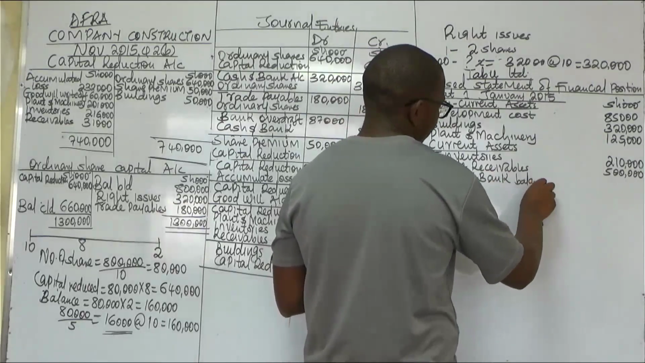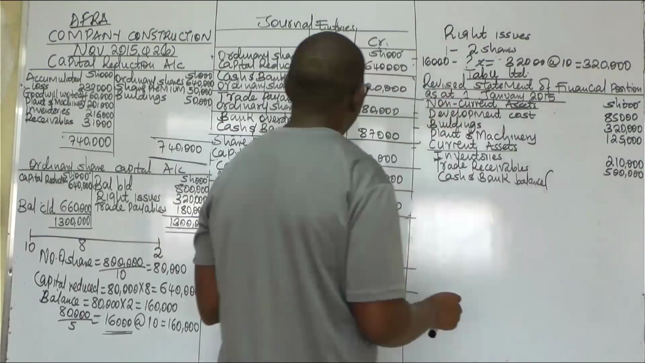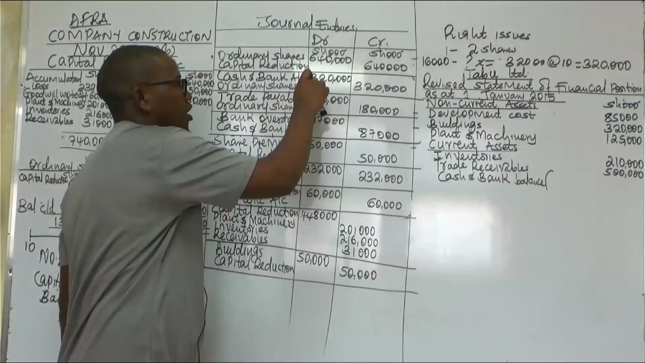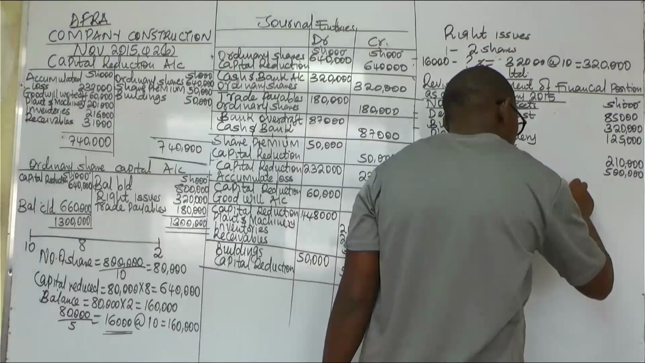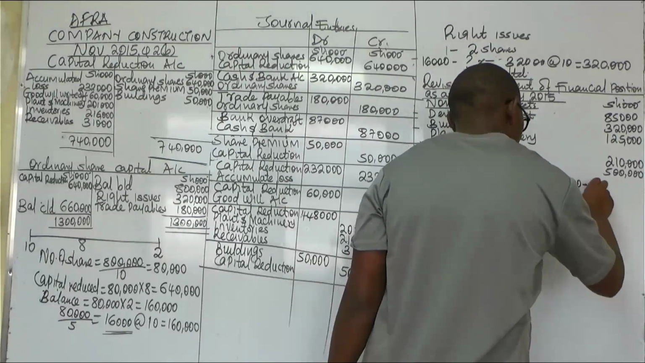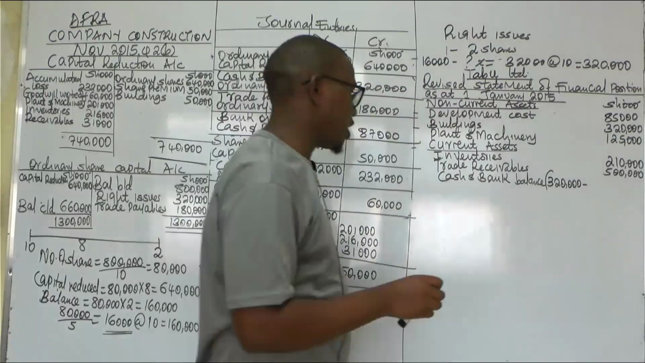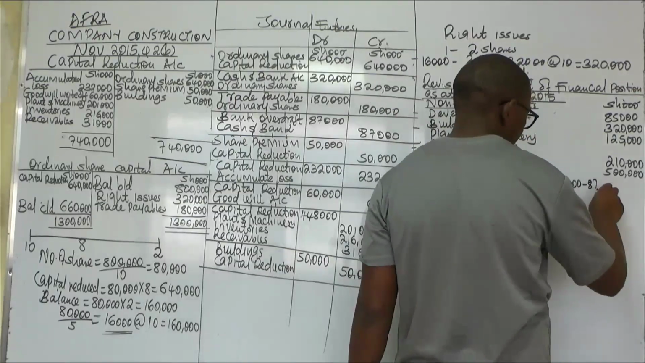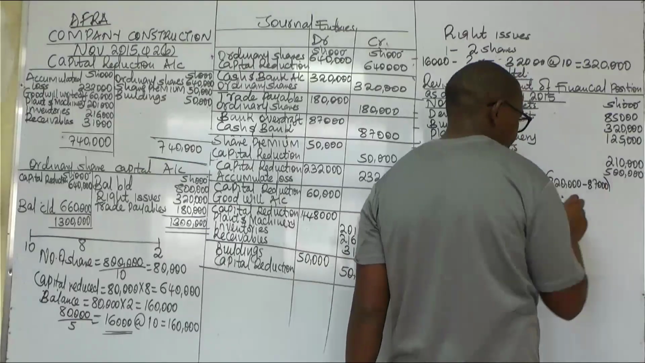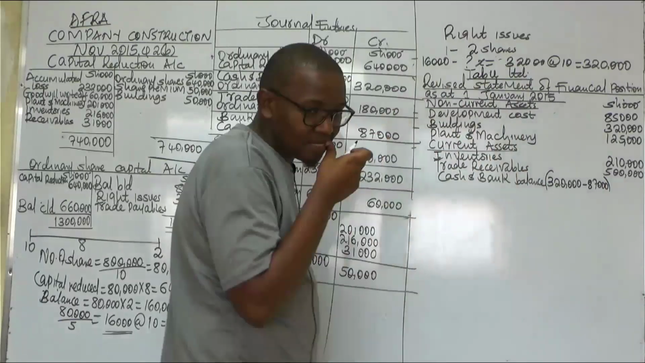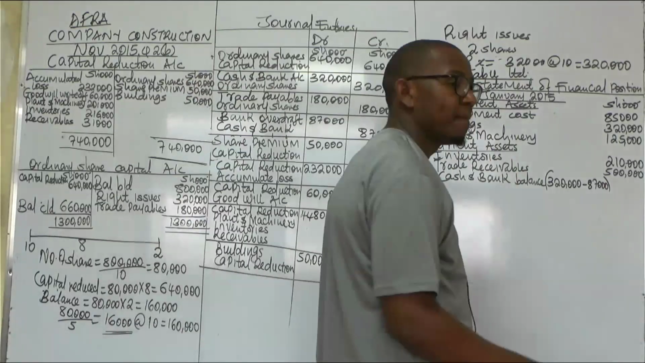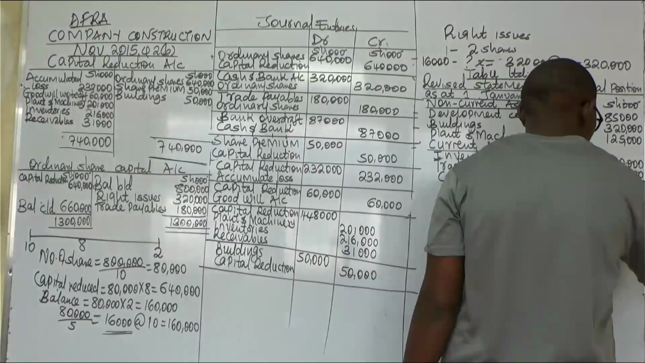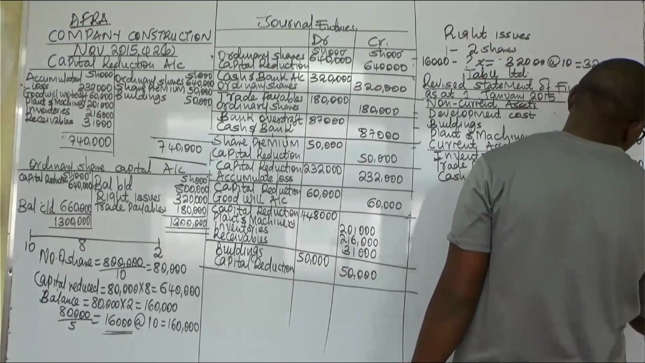Now the cash and bank balance will be, he received cash from the issue of the rights issue, of 320. But akalipa the bank overdraft 87. Inakupea ngapi? Yeah, 230. Then the total assets.